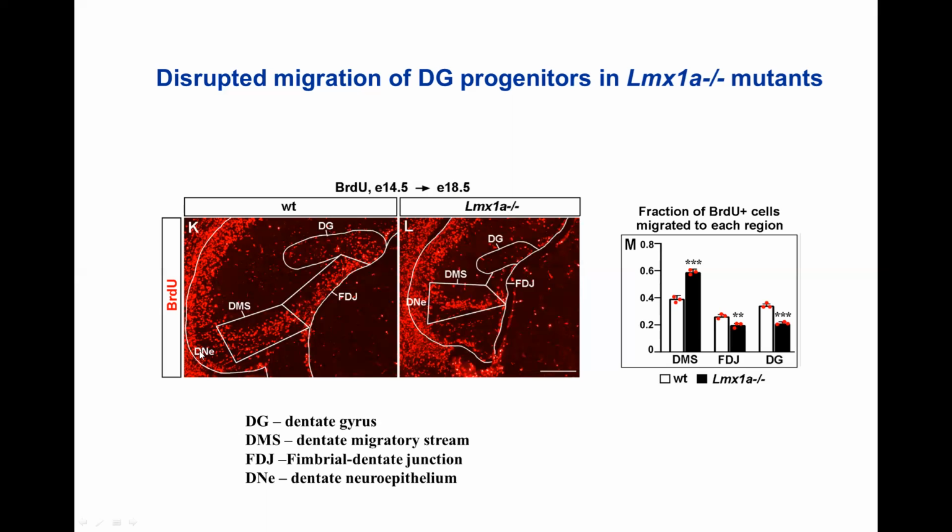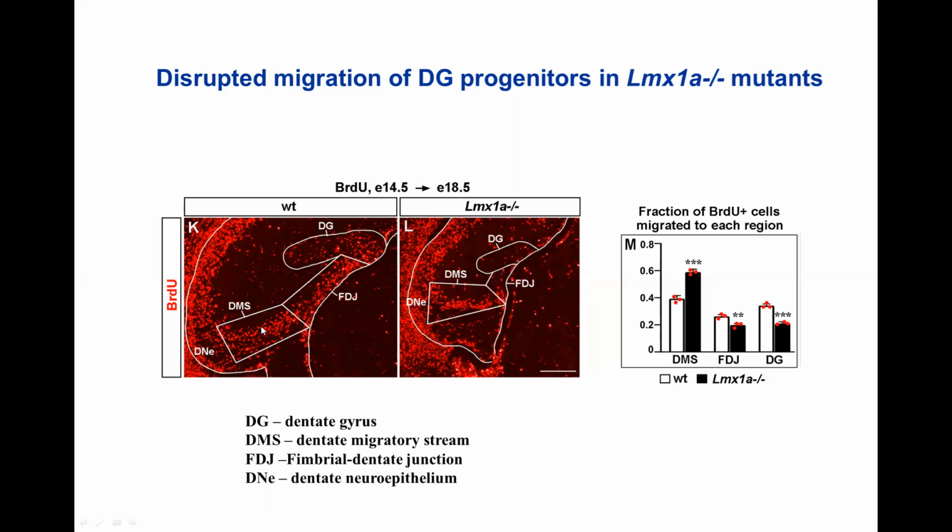So progenitors from dentate neuroepithelium migrate into a dentate gyrus through the dentate migratory stream. So the first segment of their migratory route is called dentate migratory stream here. Then they migrate along the fimbrial dentate junction here, and then finally enter the dentate gyrus.